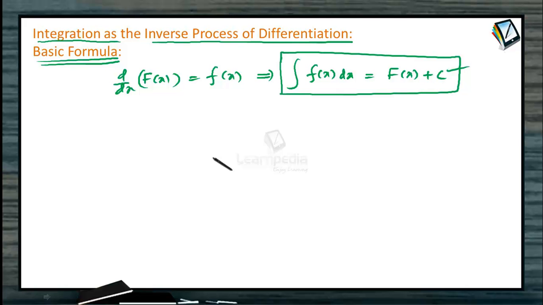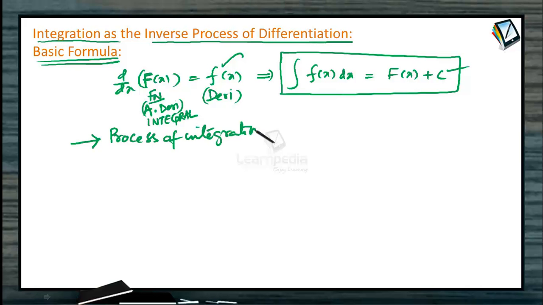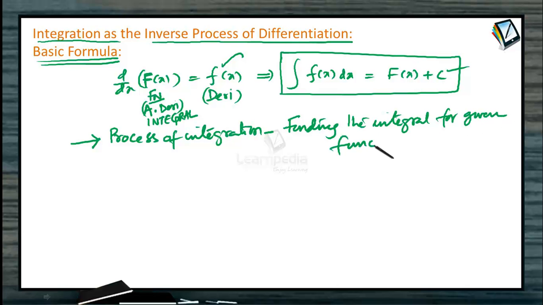So what you are finding is, whenever there is a derivable function and its derivative exists, this is its derivative and that is the function. This function is what you call the antiderivative, and this antiderivative is what you call the integral. So the process of integration is to find the integral. We can define the process of integration very simply as finding the integral for a given function.